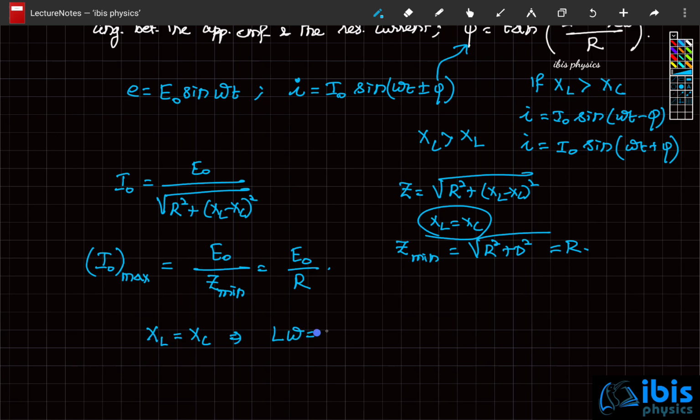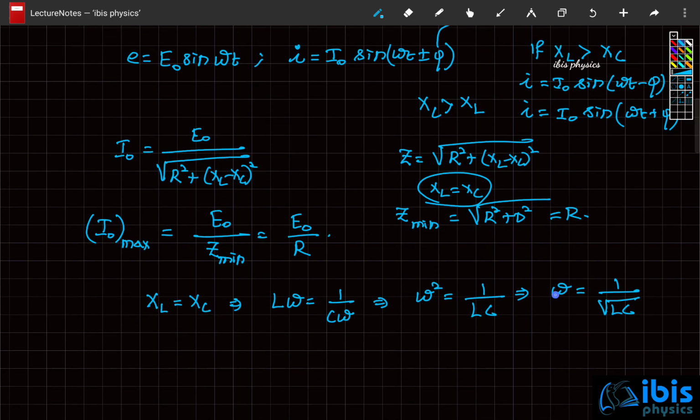That means XL is L omega, XC is 1 by C omega, and omega square is equal to 1 by LC, which means omega equals 1 by root over LC. This is the resonant angular frequency, which we can call omega naught. So omega naught, the resonant angular frequency, is 1 by root over LC, and 2 pi into frequency, we call it resonance frequency.